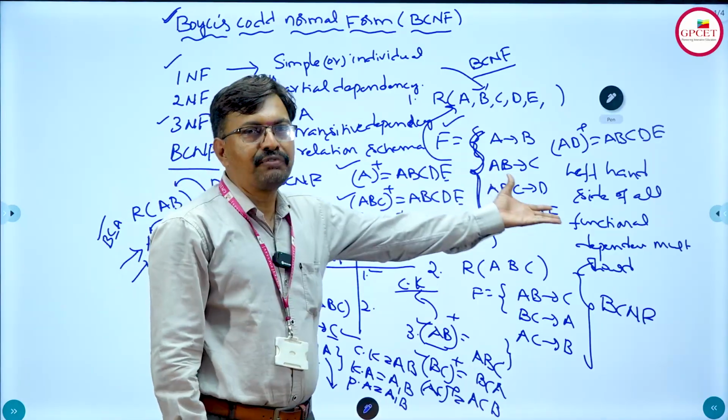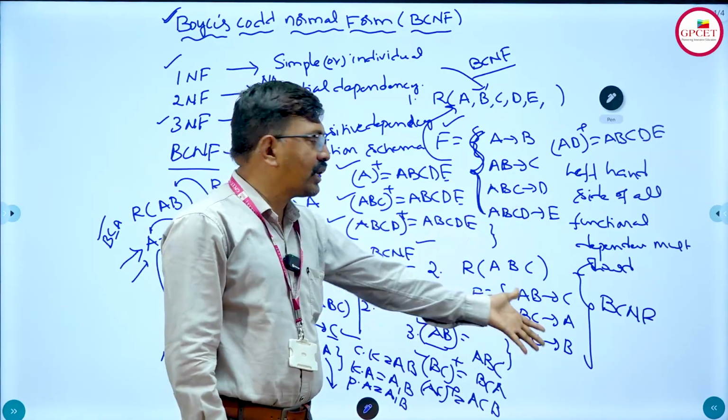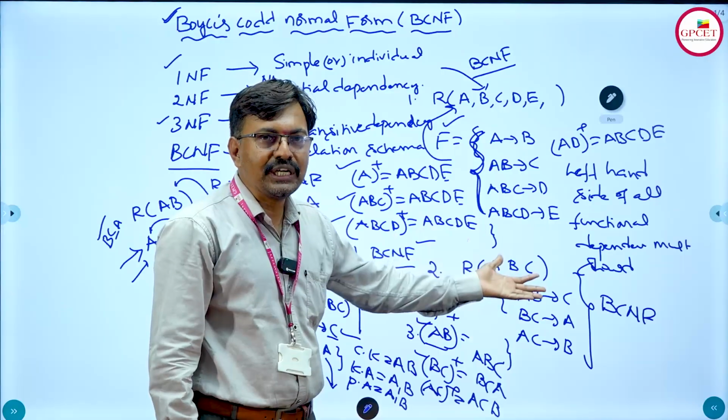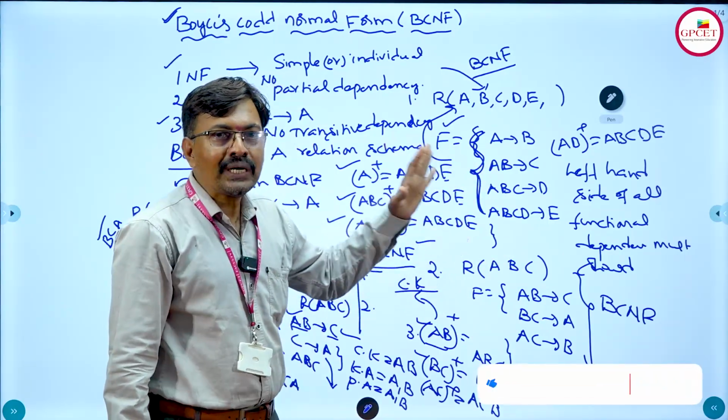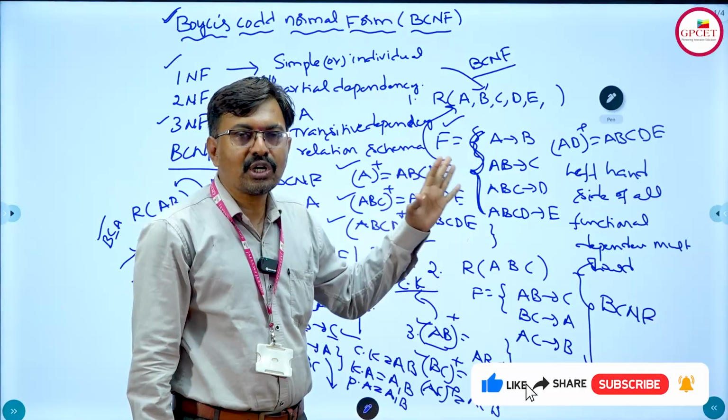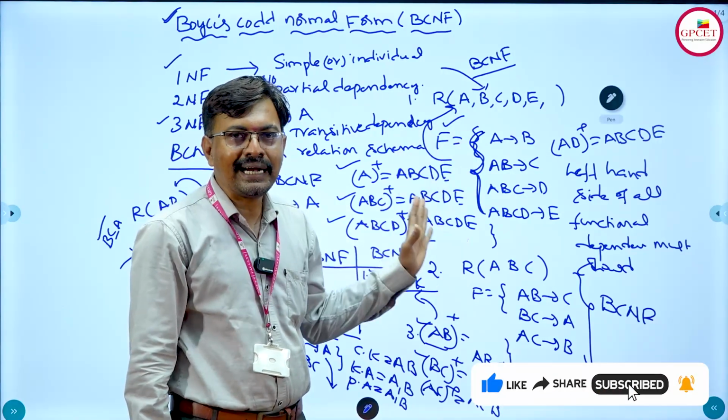They may ask like that only: what normal form is it? Is it 1NF? Is it 2NF? Is it 3NF? Is it BCNF? 1NF means only simple, individual or atomic values. There are no multi-valued attributes.